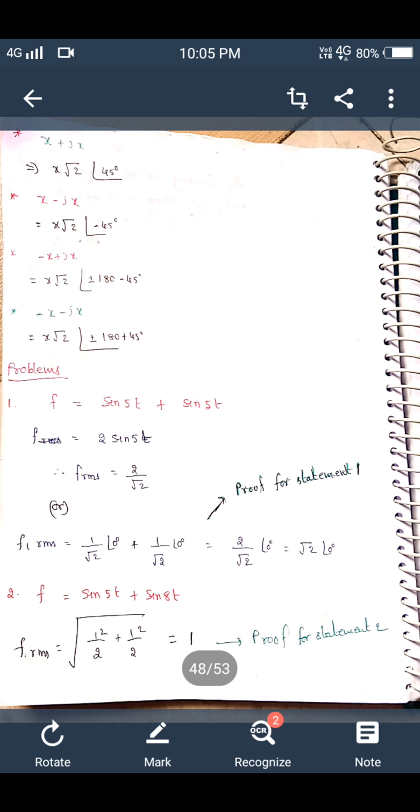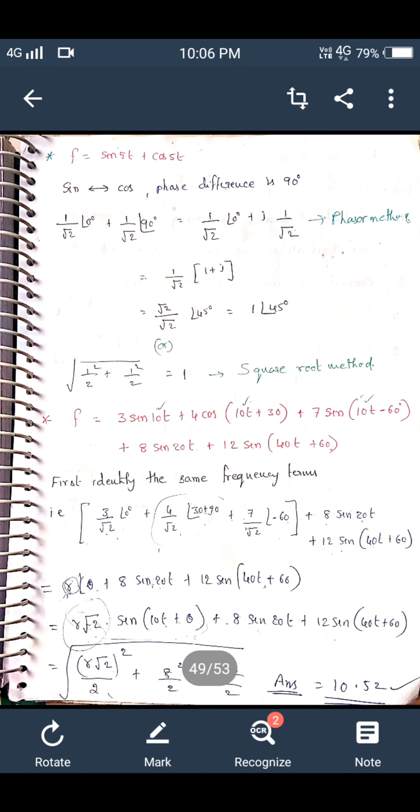Next, the proof for statement 2, given as sin 5t plus sin 8t. See there, the two signals have different frequencies, 5 and 8. Now if I want the RMS value of that function, I have to use the square root method. So the square root of the first function's RMS value squared, 1 by 2, plus the second function's, also 1 by 2, is equal to 1.